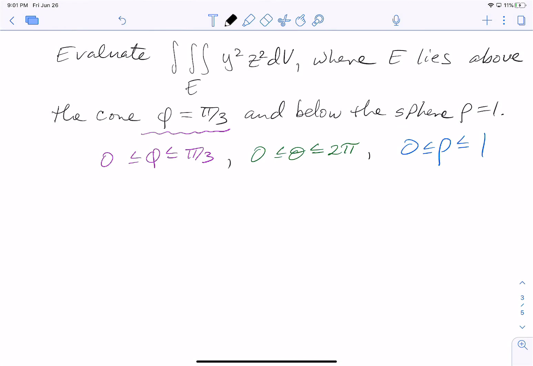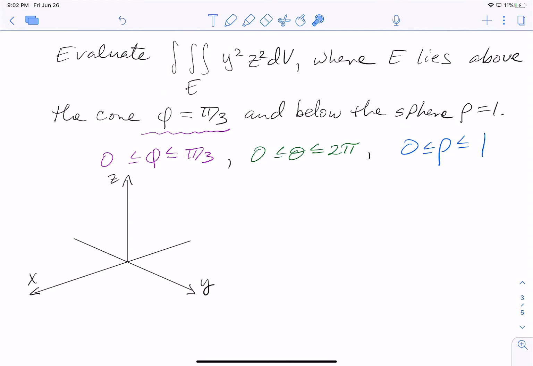Now we weren't asked to draw the region, but I'm going to show you what it looks like because I want you to have an idea of how a triple integral in spherical coordinates is actually working to sweep out a volume. Now we're told that the cone has an equation phi equals pi over 3. By the way, that's the simplest equation you're ever going to see for a cone, right? That's a benefit of working with spherical coordinates.